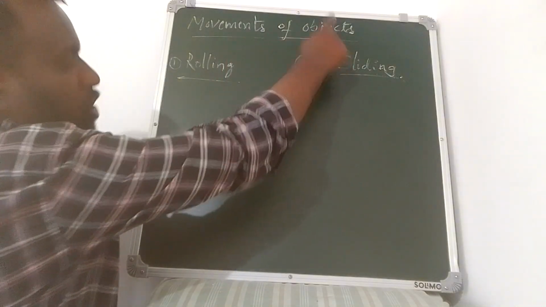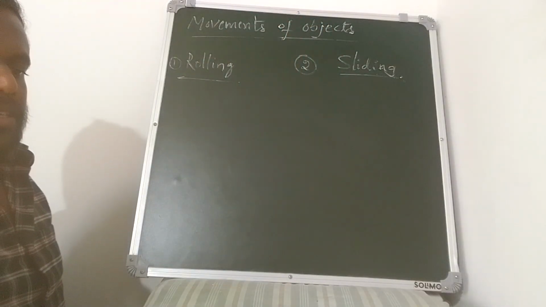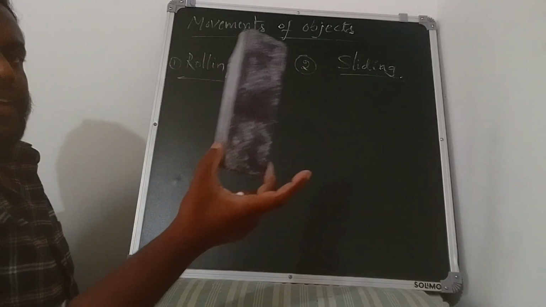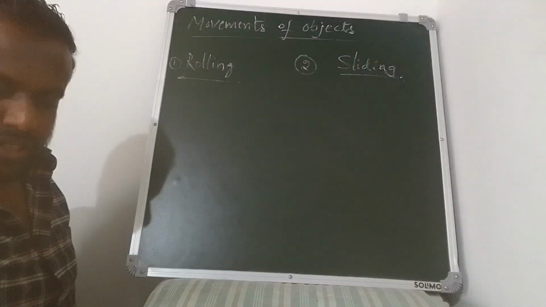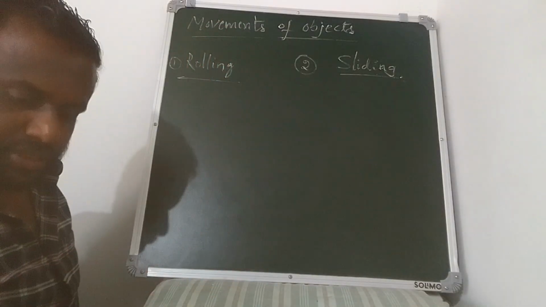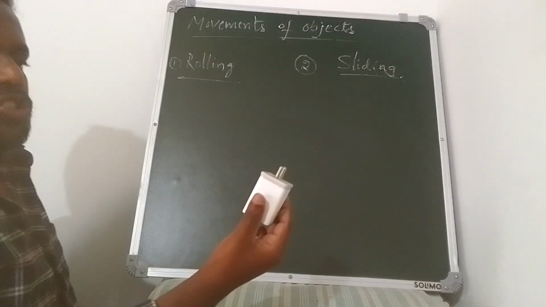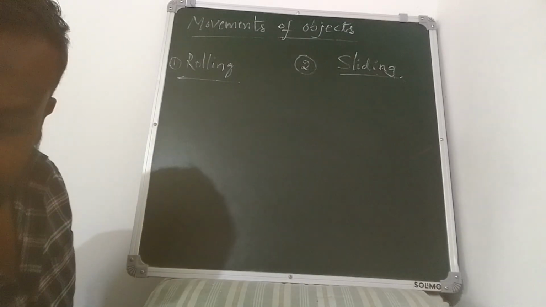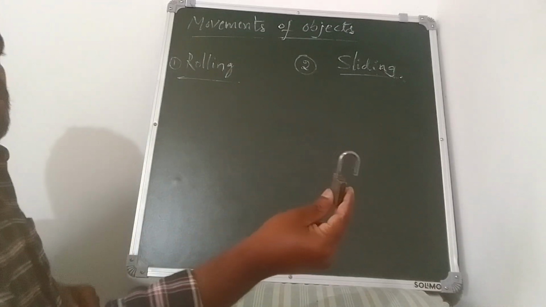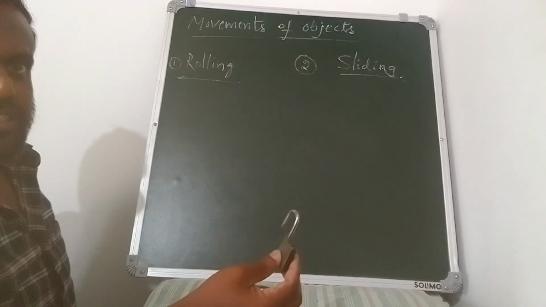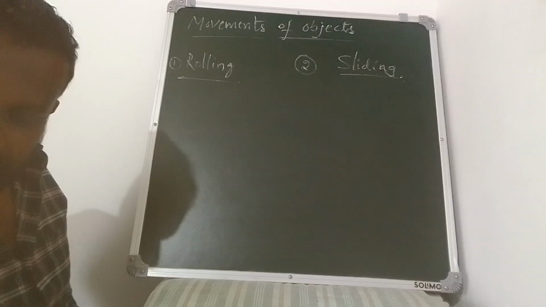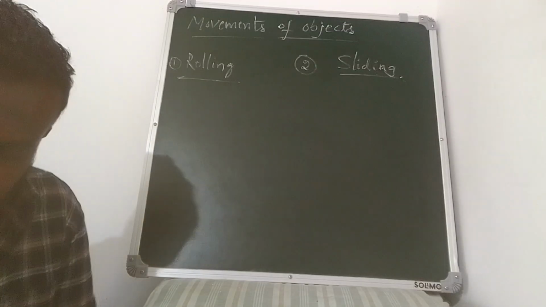Movements of objects. That means objects you could take, see, like duster, it is also an object. Marker, this is also an object. Charger, object. Lock, this is an object. Movements means moving, how they move. For example, I will take a book.